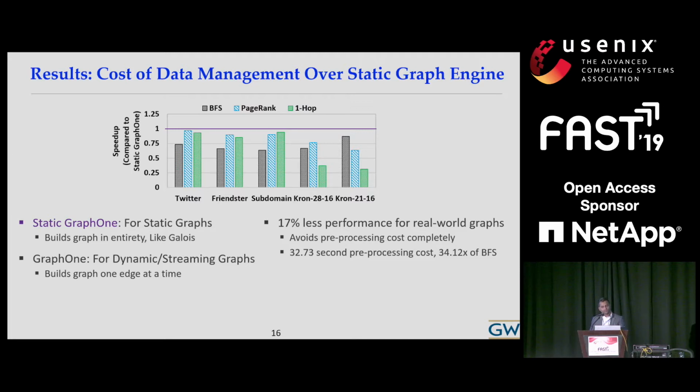And we show here that we are only 17% less performant for real world graphs, which means if you have a data management requirement, then you only need to suffer by 17% and not more. And that is pretty much okay, considering you are getting the data in a format that most analytics requires, while the static engine generally has a cost associated with something called pre-processing. You can see that the pre-processing cost for BFS is almost 34 times the BFS cost itself, which we avoid completely. So overall, we are actually better than the static graph engine in absolute terms, okay?